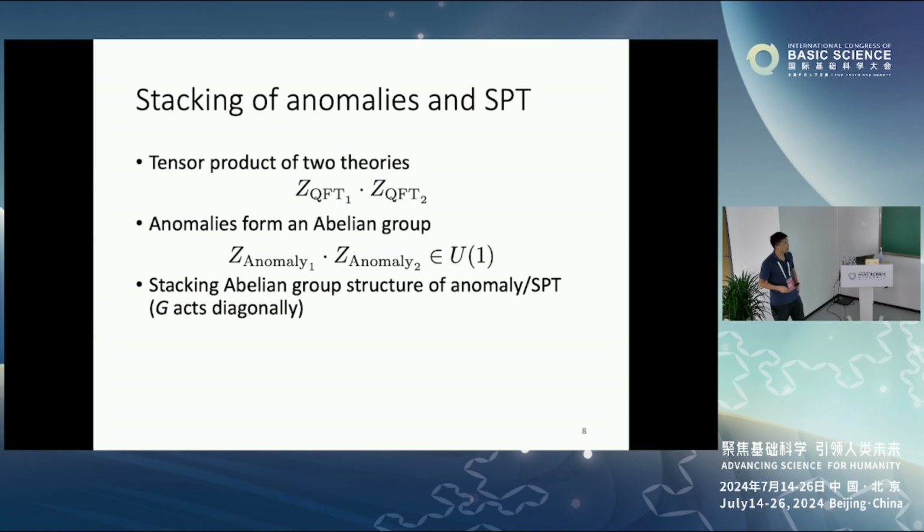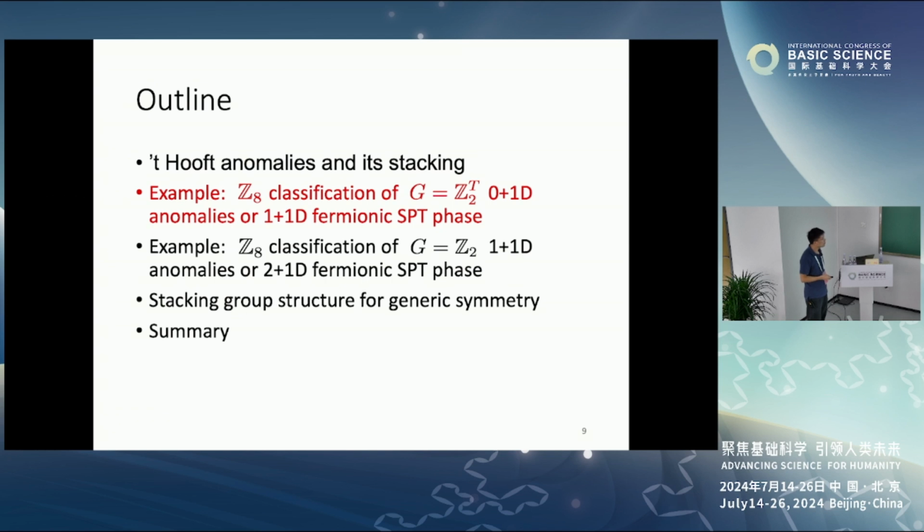But the problem is that, so that's the picture. We just put two different SPTs together and obtain another SPT, and ask what is the total SPT when we stack two different SPTs. And the problem is that for the bosonic one, it's very simple. Just put them together and multiply the partition functions together. But for the fermionic one, the structure becomes more and more complicated if we want to go to higher and higher dimensions.